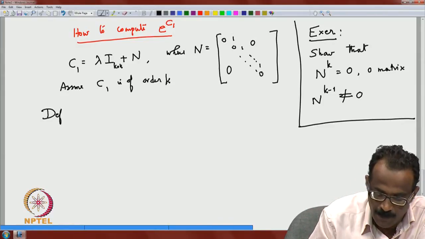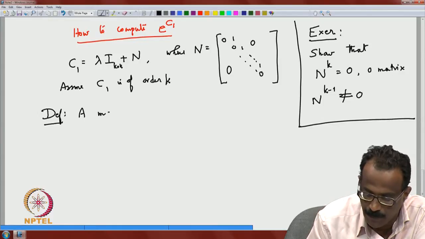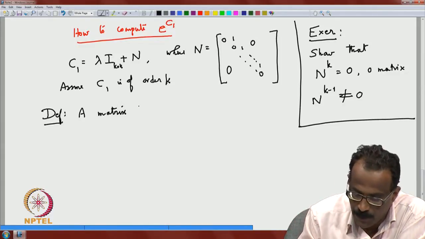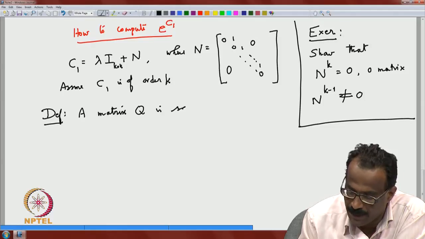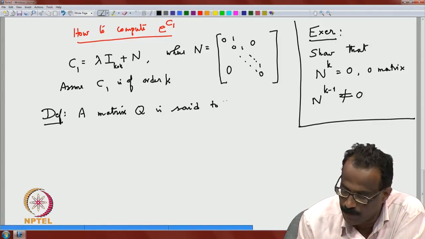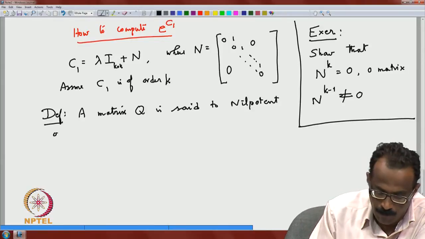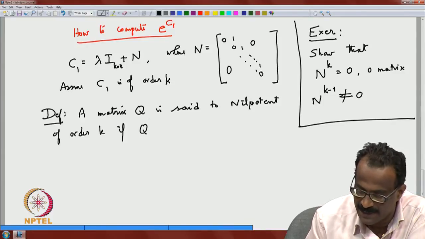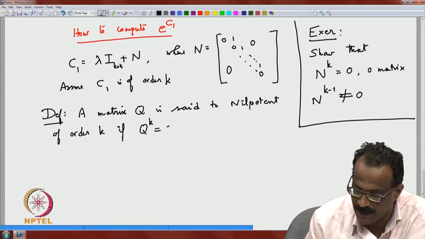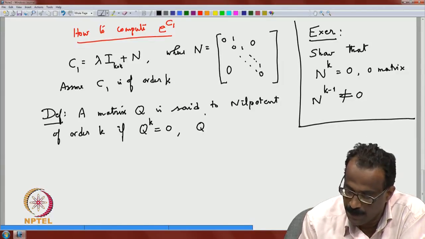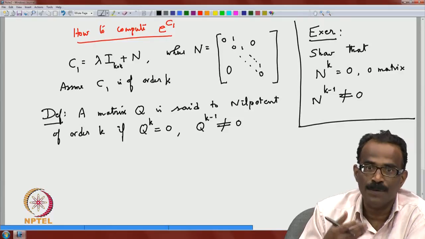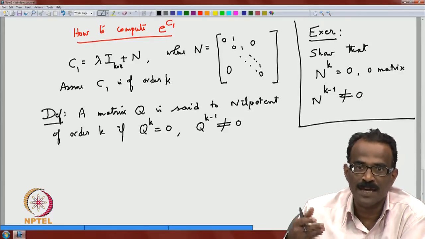So, you have a matrix, any matrix Q is said to be nilpotent of order K if K is the first instance where Q power K is a zero matrix and Q power K minus 1 is not a zero matrix. That is the first instance. Of course, if Q power K is 0, that implies Q power K plus 1, Q power K plus 2, etc., are 0.